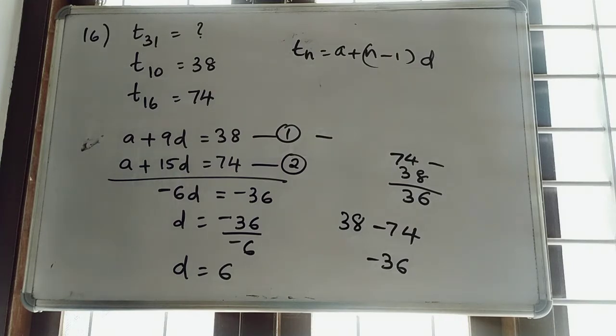We want to find out T31. So first we want to find out A, then only we can substitute. So how can we find A? Substitute D in which one?